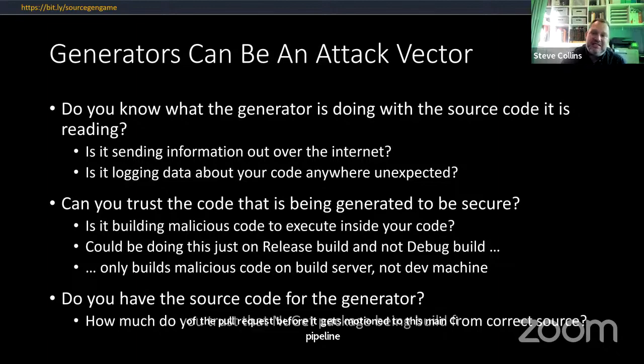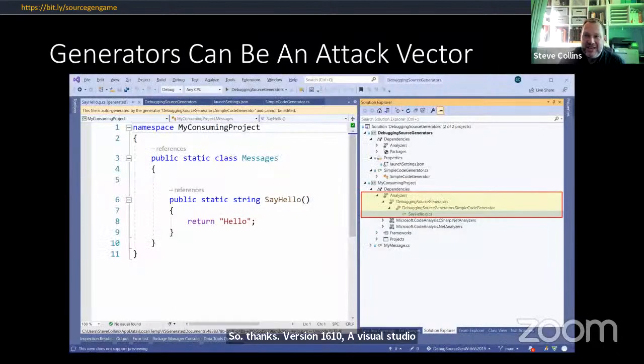Since version 16.10 of Visual Studio 2019, you can actually see the generated code by navigating to it via the Analyzers node in Solution Explorer. It's worth saying you should check the generated code both in debug and release mode in case there's some difference in the code generated with those different build profiles.